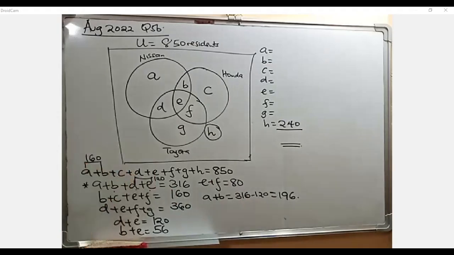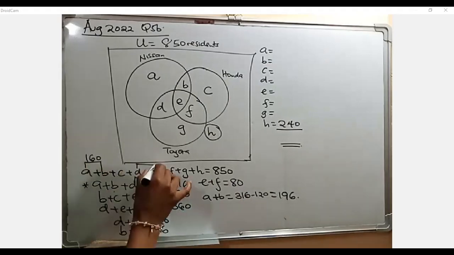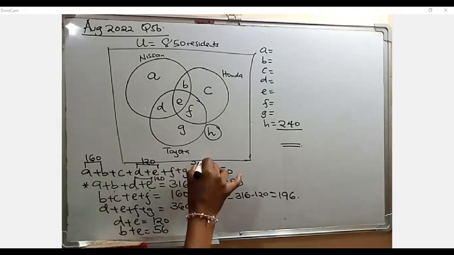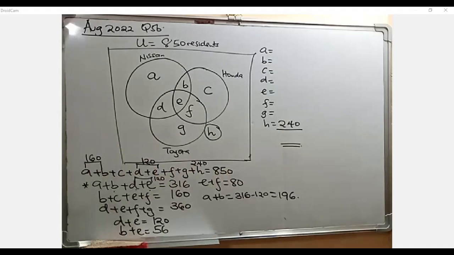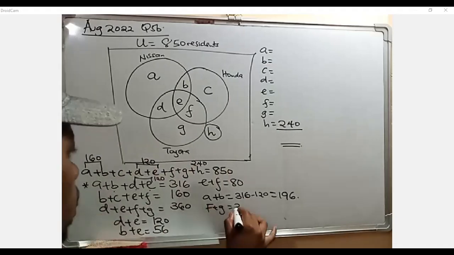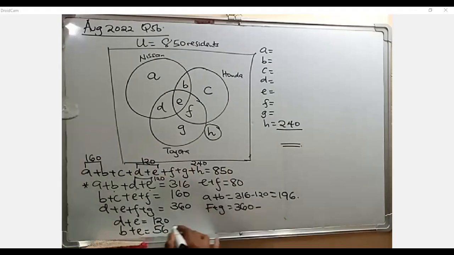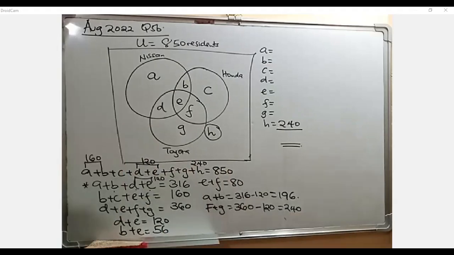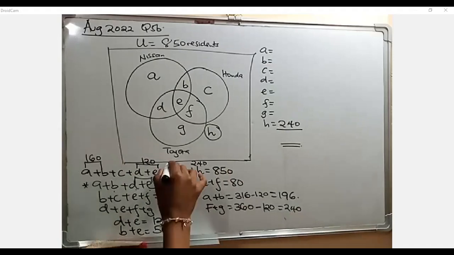Then I have my D and E. I know very well it is 120. Then it means your H is 240. Then we talk about FG. I can get the value here because we have D and E. To get F plus G, we just need to take 360 minus 120, which gives 240. So this is equal to 240.